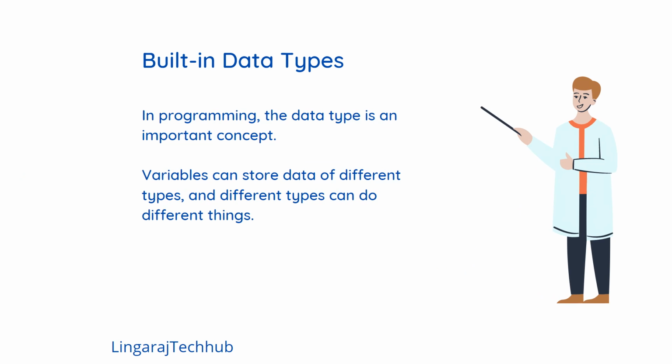So what are the built-in data types? The data types which are already defined or declared by the Python compiler or interpreter are called built-in data types. It's an important concept. A data type means what type of value a variable can hold. Variables generally store data, and different types can store different things. Now see what the different types are.